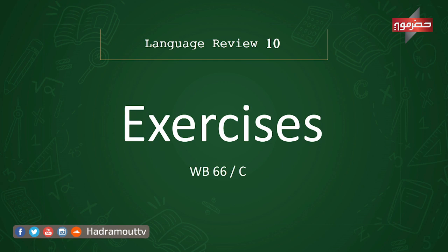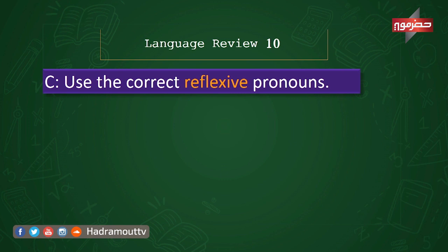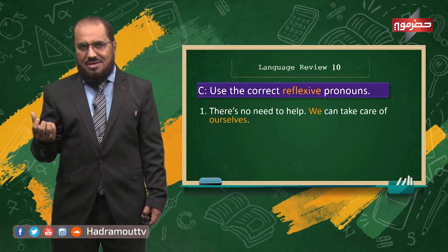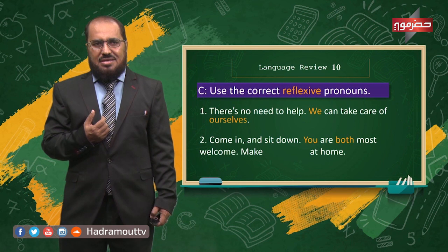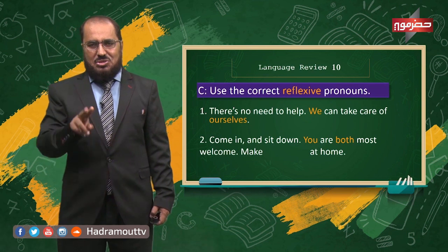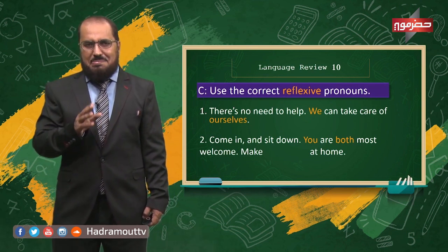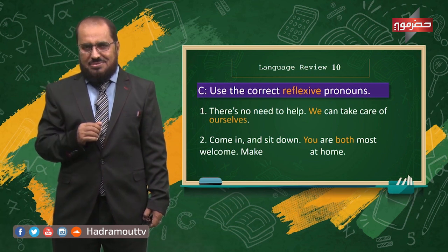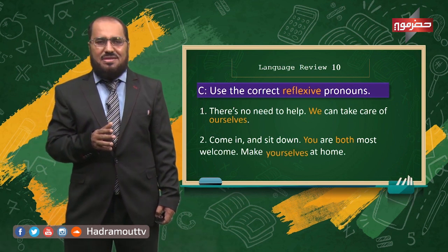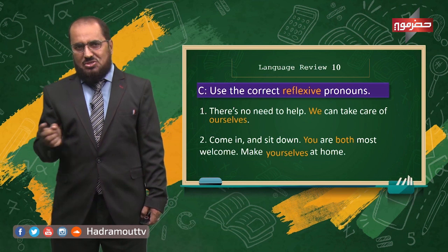Let's go for exercises. Workbook 66, exercise C. Use the correct reflexive pronoun. There is no need to help. We can take care of ourselves. Correct. Come in, okay? Come in and sit down. You are both most welcome. Make yourselves at home. Why is this plural, not singular?